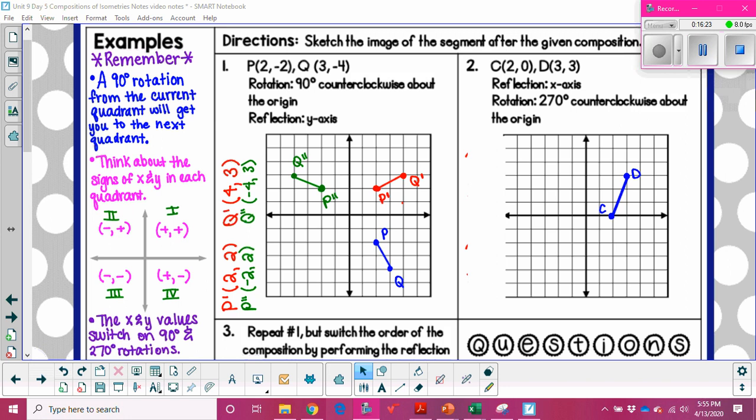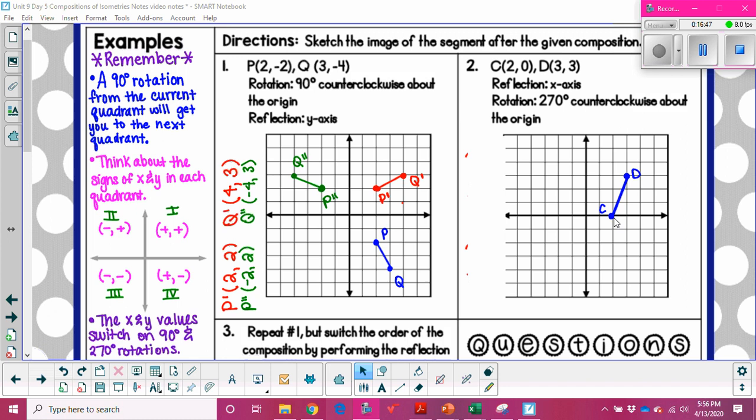Okay, so we have line segment CD. C is at 2, 0, and D is at 3, 3. The first thing we're going to do is reflect it in the x-axis. Your line of reflection is the horizontal line of the x-axis right here. Notice point C is on the line of reflection, and remember, when a point is on the line of reflection, the pre-image and the image are going to be the same.